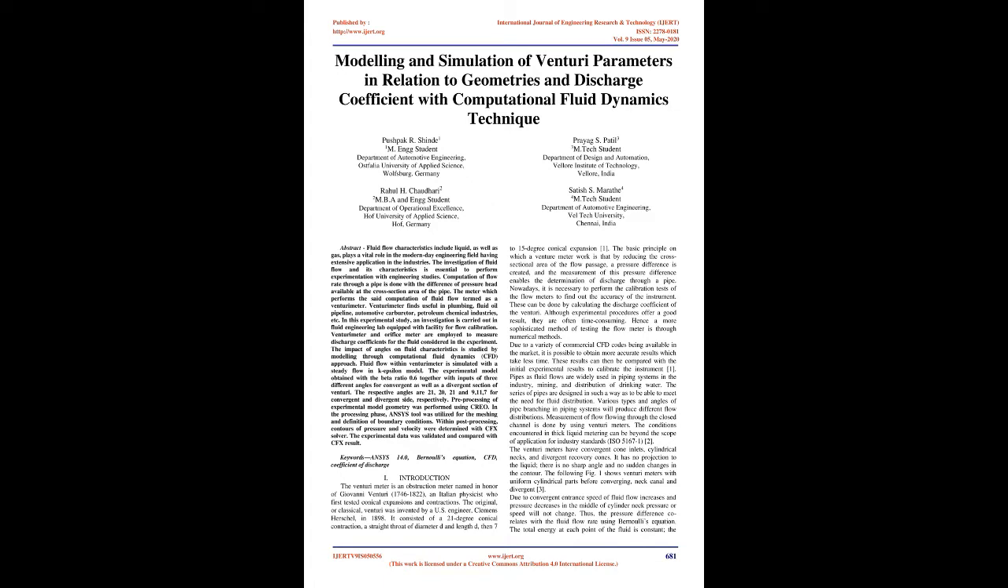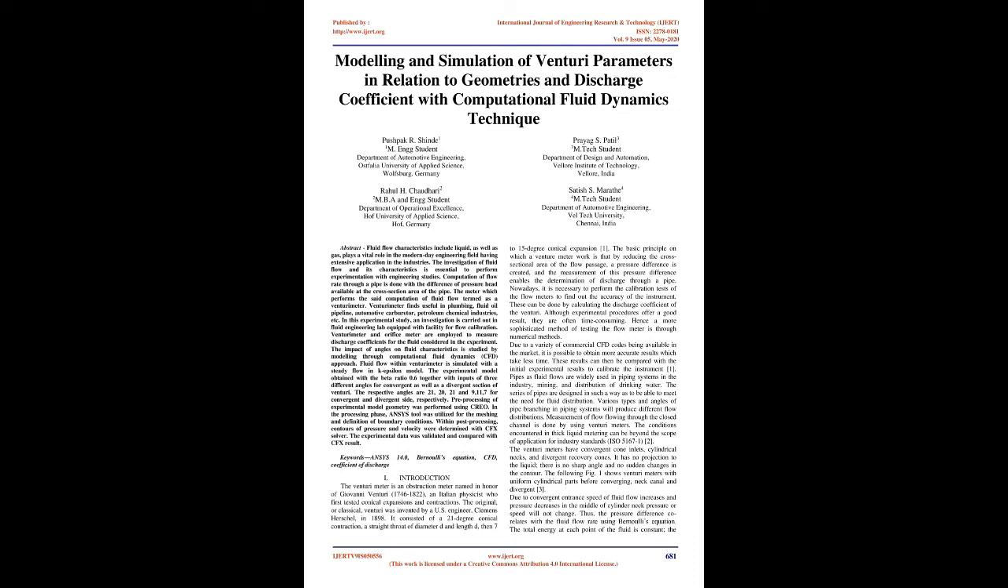Introduction. The Venturi meter is an obstruction meter named in honor of Giovanni Venturi, 1746–1822, an Italian physicist who first tested conical expansions and contractions. The original, or classical, Venturi was invented by a U.S. engineer, Clemens Herschel, in 1898. It consisted of a 21-degree conical contraction, a straight throat of diameter d and length d, then a 7 to 15-degree conical expansion [1].